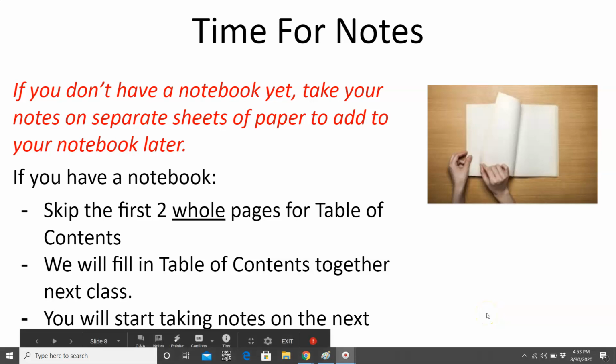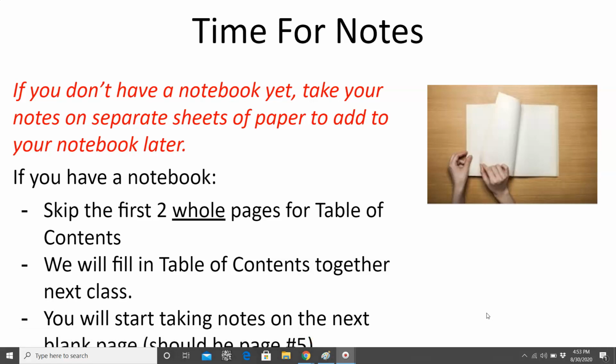Okay, so since you've seen that video, you have a better sense of the subatomic particles. Now it's time for some notes. If you don't have a notebook yet, you can take these notes on a separate sheet of paper. If you do have a notebook, I'm going to give you some instructions for getting your notebook ready to take notes, and then we'll set the notebooks up in class next time we're together.